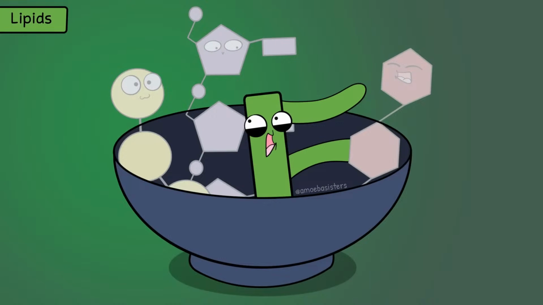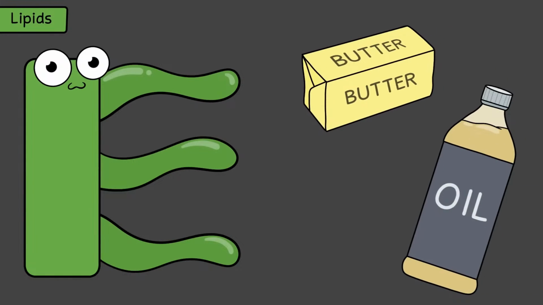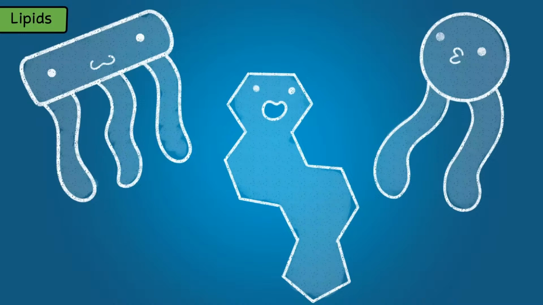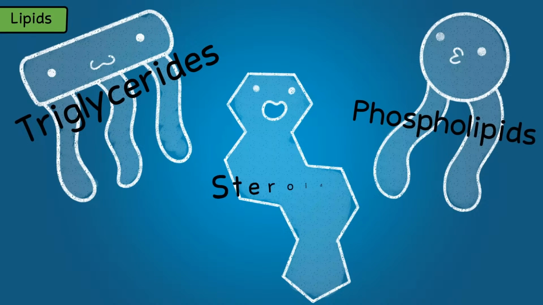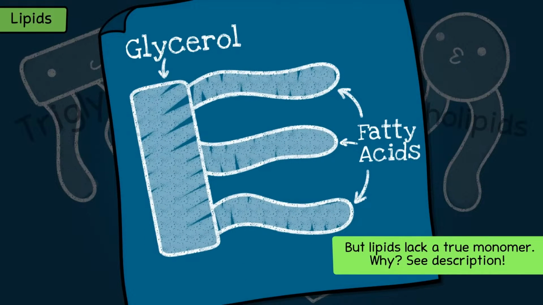Next up, lipids. Lipids include fats and oils. Examples of food sources could include butter or olive oil. This is a seriously diverse group, meaning there are a lot of types of lipids. There are triglycerides, there are phospholipids, there are steroids. These are just some examples. Most, but not all, lipids have building blocks of glycerol and fatty acids.